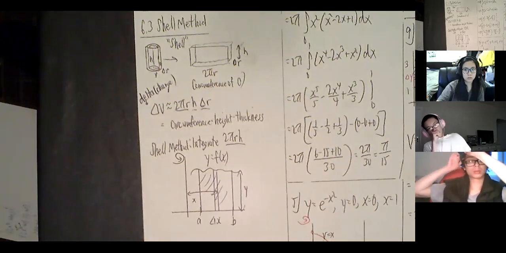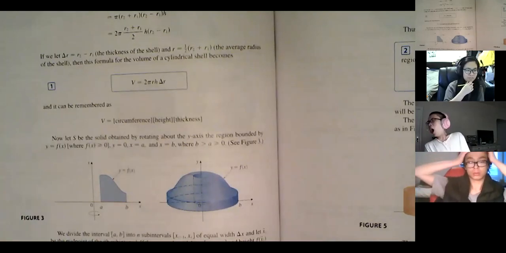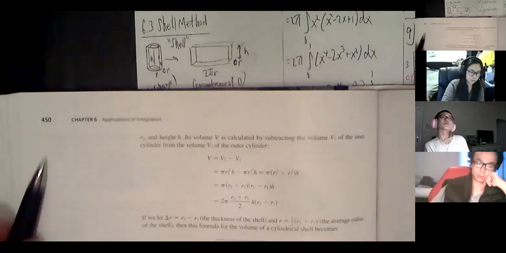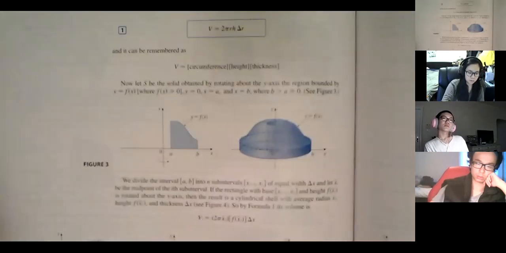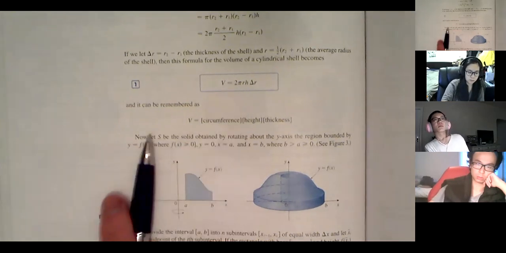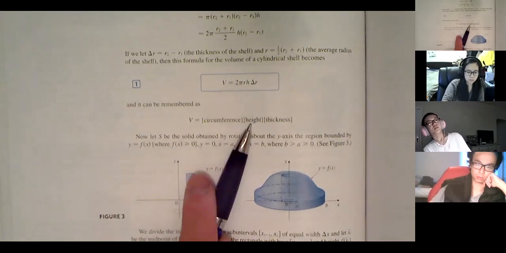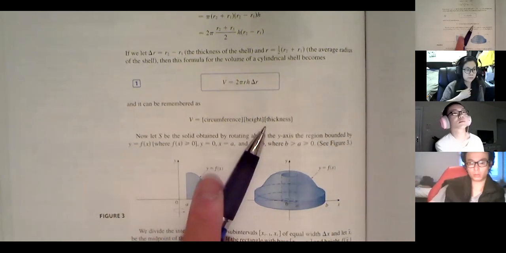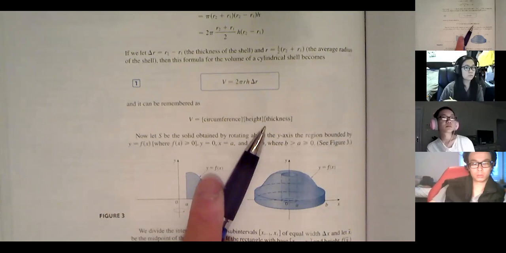Now I'll show that to you here. This one actually comes out a little bit clearer. Page 450 in the book, just like I had. Volume is 2 pi r h delta r: circumference times the height times the thickness. It says that's how you remember it. You don't have to remember it. I'm letting you put this on a formula sheet.